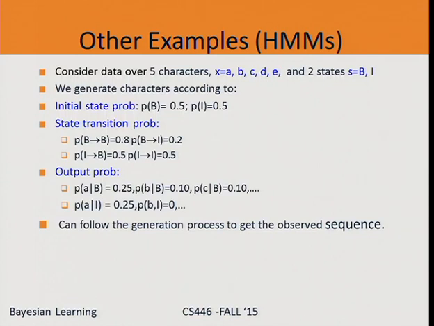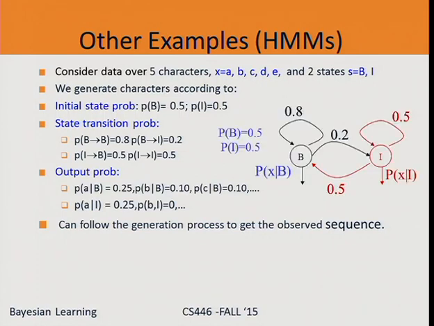Okay. I can give a few other examples. I'm not going to go into all the details today, but here is one quick example. This is a somewhat more sophisticated language model. Again, I'm going to have just 5 characters, but here I'm going to assume that in addition to the 5 characters, A, B, C, D, E, I also have states. And the states are such that I'm in a state and I'm generating a character, and then I'm moving to another state, generating a character, moving to another state, generating a character, and so on.